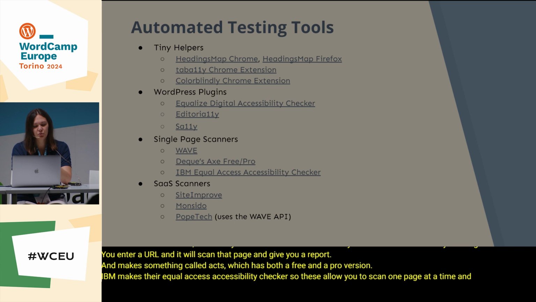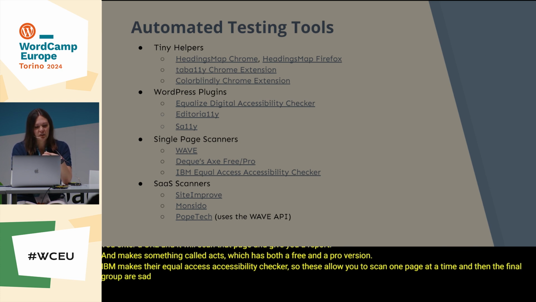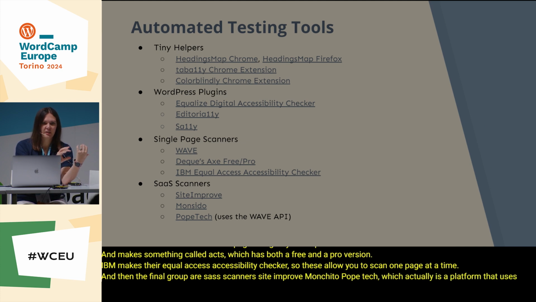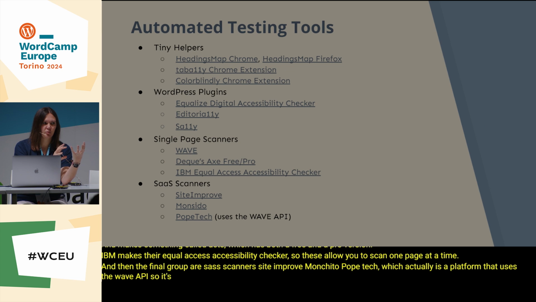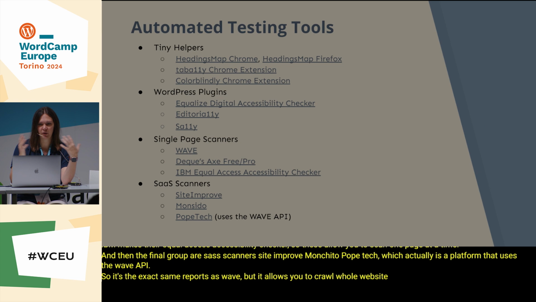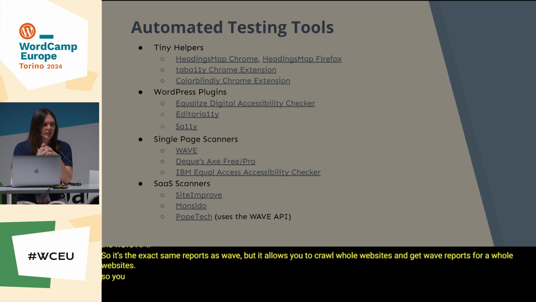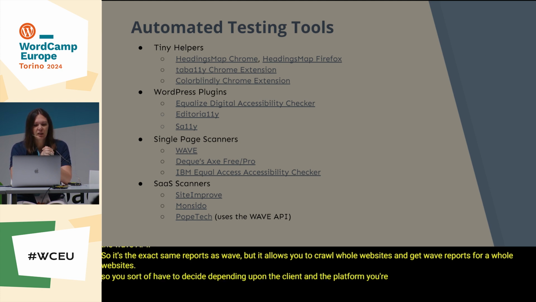And then the final group are SaaS scanners. Siteimprove, Monsido, PopeTech, which actually is a platform that uses the Wave API. So it's the exact same reports as Wave, but it allows you to crawl whole websites and get Wave reports for whole websites. So you sort of have to decide, depending upon the client and the platform you're using and the specific needs, which of these make sense.